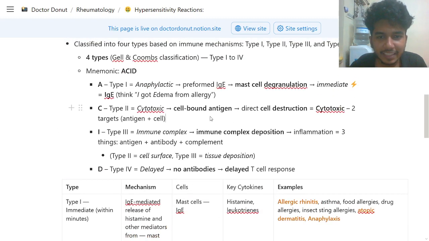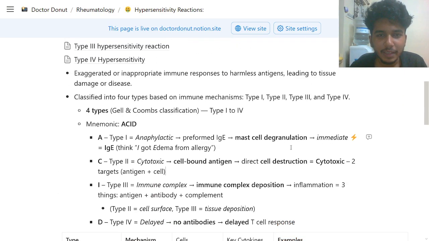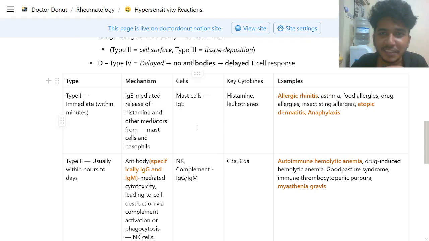Wait a second. We don't want spell check. This is better. I'm so sorry, guys. I'll try to make sure that the spell check is off. It's just that I'm a little nervous, a little nervous fellow trying to teach you about hypersensitivity reactions.